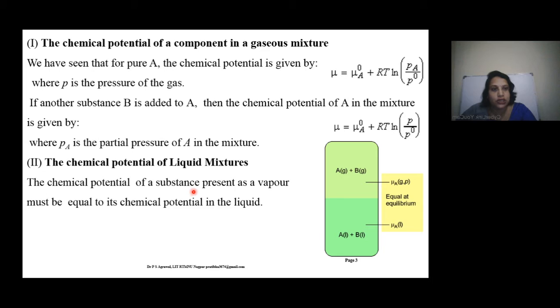Now the chemical potential in a liquid mixture. This is the basis for discussion about chemical equilibrium, so here we have to use chemical potential. Suppose A and B are in the liquid phase, and A and B in the gas phase. At equilibrium, both chemical potentials should be equal. It means the chemical potential of the gaseous form of substance A is equal to the chemical potential of its condensed phase.